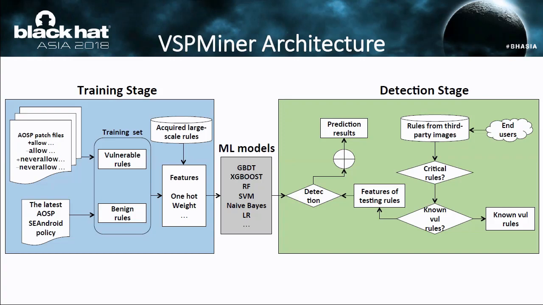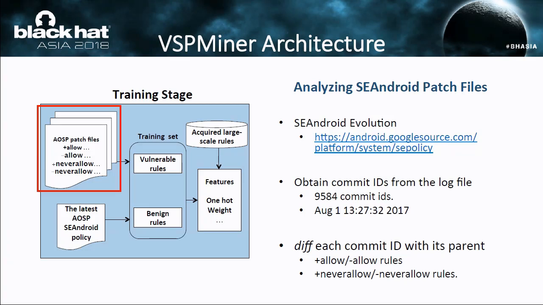Now here is the detailed architecture of my work. We can see that we split it into three stages, or three parts. The first is the training stage, then the machine learning models, and at last is the detection stage. For the training stage, our main task is to extract the vulnerable rules and also the benign rules, and then we perform the feature extraction. After that, we use the features to train different models, such as several traditional or classical classifiers. And after that, we acquire the testing rules from the different images and try to predict whether these testing rules are vulnerable or not. And later, I will show you more detailed information about our techniques.